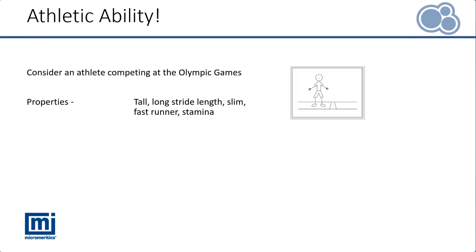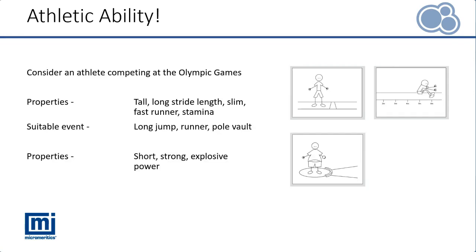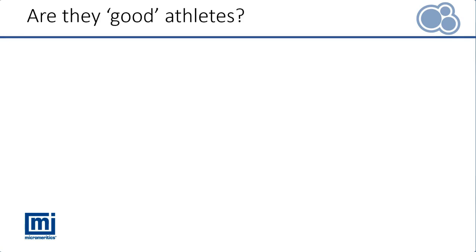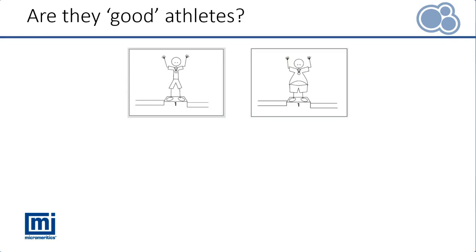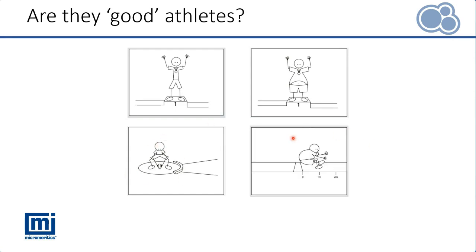So if we take a bit of an analogy, consider two athletes competing. We take our first athlete, tall, long stride length, very good at the long jump. We take a second athlete, short, strong, very good at the shot put. Both of these athletes could be gold medal winners in their own events, but if we ask the long jumper to pick up a shot put, they might not be able to pick it up. And if we ask the shot putter to jump, they might not be able to jump.